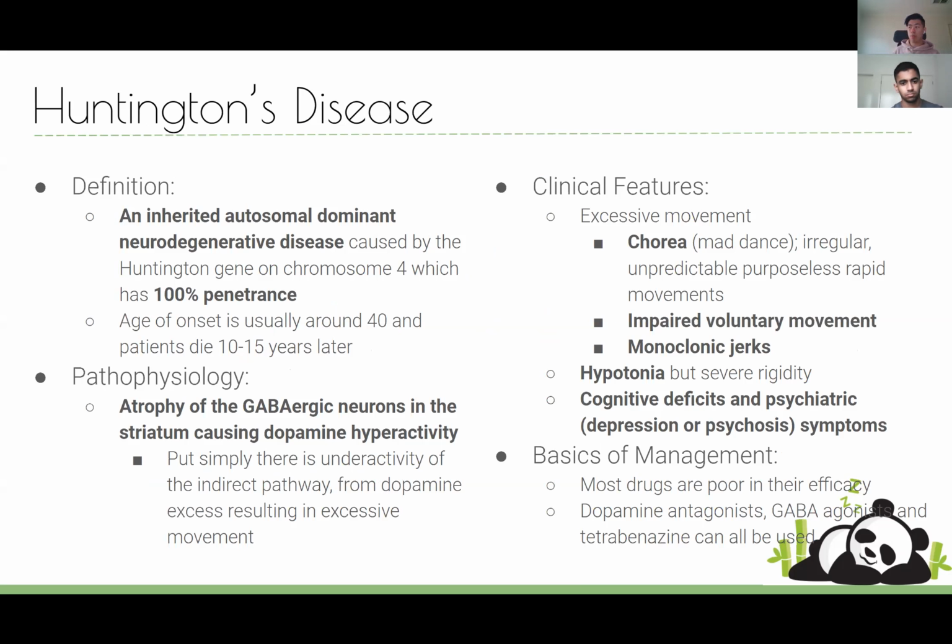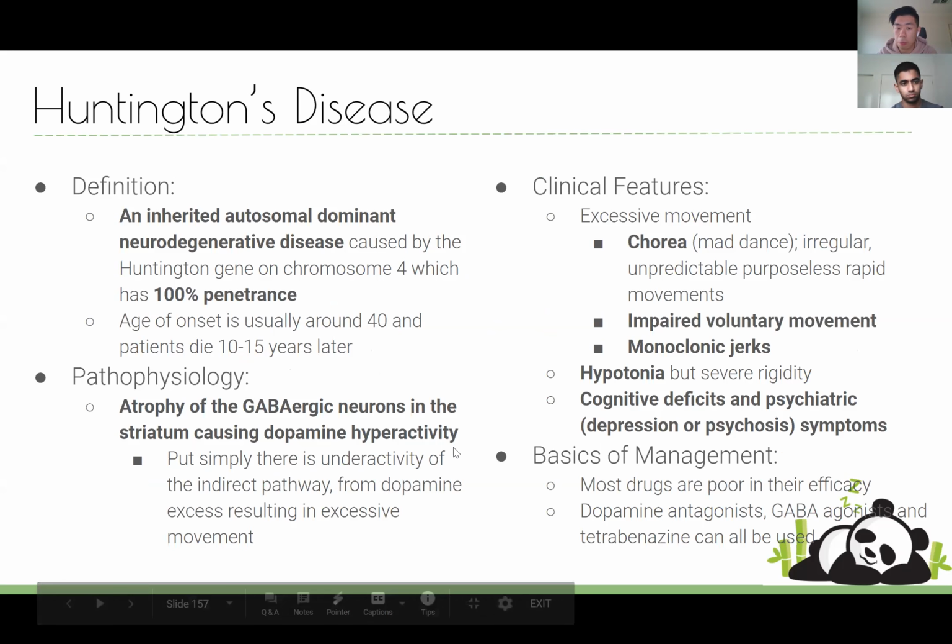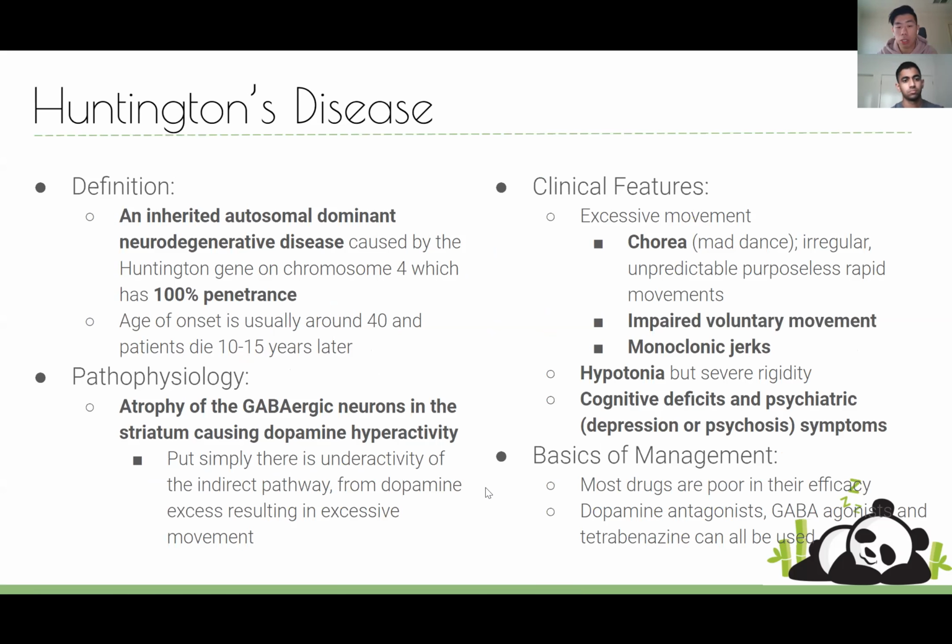This is atrophy of the GABAergic neurons in the striatum, causing dopamine hyperactivity. Basically speaking, there's too much dopamine now, reducing the activity of the indirect pathway. They have a thing called chorea, which translates to a mad dance, but basically just means irregular, unpredictable, purposeless, rapid movements. They just act in ways we don't expect them to act, or in extravagant ways.